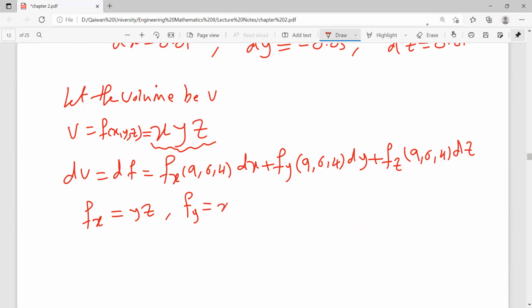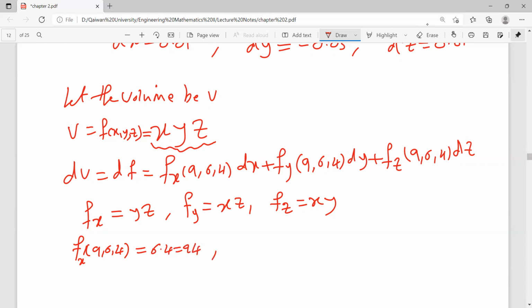So f sub y is xz, and f sub z is xy. So what is f sub x at the point 9, 6, and 4? Here, the point is x, y, and z values. X is 9, y is 6, and z is 4. In f sub x, we have only y and z. So we just replace y by 6 and z by 4. So you get 6 times 4, which is 24.